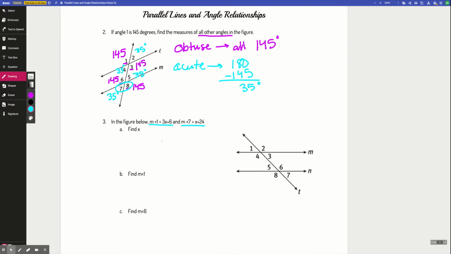So let's go ahead and I'm going to help you set this up, and then I'm going to give you a chance to try to figure out, actually find x and then figure out how big angle 1 and angle 6 are, okay? So we have here that angle 1 is 3x plus 6, and angle 7 down here in the bottom right, is x plus 24. Okay, so the first question I want to ask myself is, what's the angle relationship?